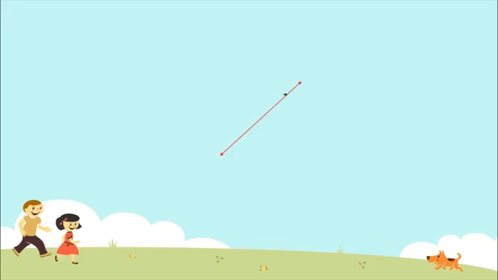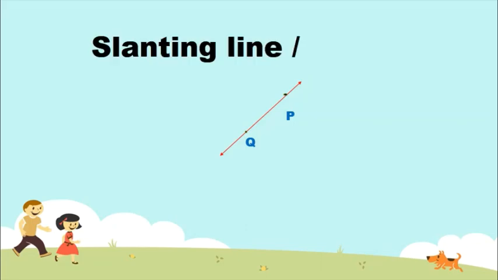And what is this line, children? It is a slanting line. Very good. And we call it also an oblique line. And let us revise one more time. See, this is a straight line. And where did we mark the points, children? We have marked the points on the line and we have named them with capital letters. And how do we read this? We read this as straight line QP. Okay.